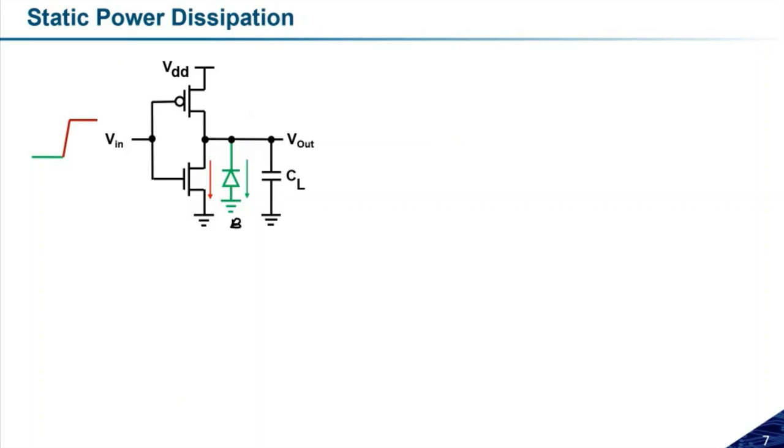One transistor is in the on state, and there will be some current flowing through the second transistor, so we get some path, and because of that there will be some power dissipation. That power dissipation we call the static power dissipation.